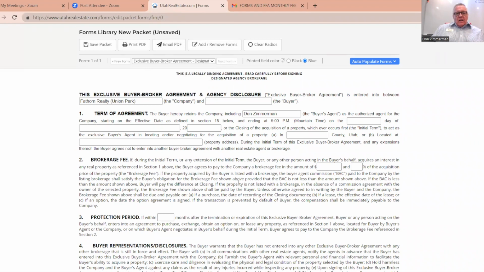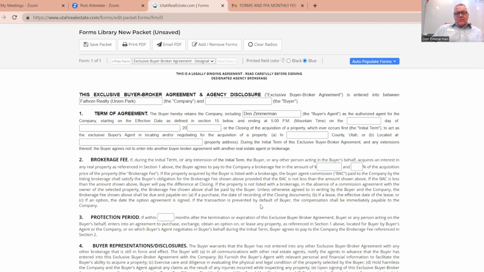It says, provided that the BAC is not less than the amount shown above. If the BAC is less than the amount shown above, buyer will pay the difference at closing. If the property is not listed with a brokerage, in the absence of a commission agreement with the owner of the selected property, the brokerage fee shown above shall be paid by the buyer. Unless otherwise agreed to in writing by the buyer and the company, the brokerage fee shown above shall be due and payable on, if a purchase, the date of recording of the closing documents. If a lease, the effective date of the lease. See, there's what I told you. That's why this states that you should be paid once you execute that lease. Or if an option, the date the option agreement is signed.